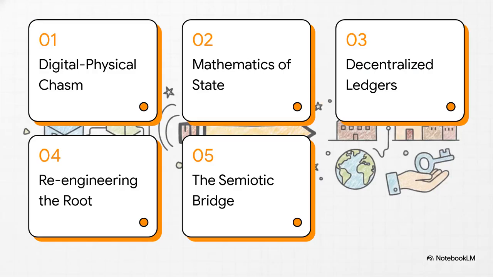Here's our roadmap for figuring this out today. We'll quickly cover the digital-physical chasm, dive into the mathematics of perpetual state, explore decentralized ledgers, look at re-engineering the root, and finally, crossing the semiotic bridge.